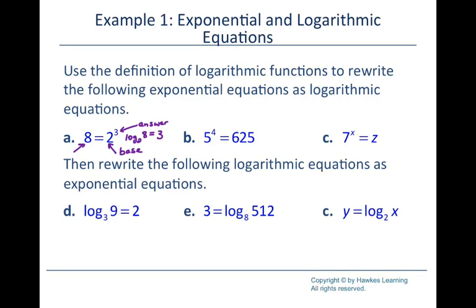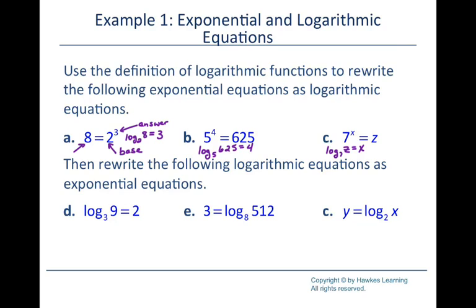Okay, remember, looking at this one now, our base is 5, so it's going to be log base 5 of 625 equals 4. And right here, I like having it on the same page, so that's why I just stayed here to do this. Our base is 7, so I've got log base 7 of z equals x. The exponent part is always going to be the answer when you switch it to the log function.